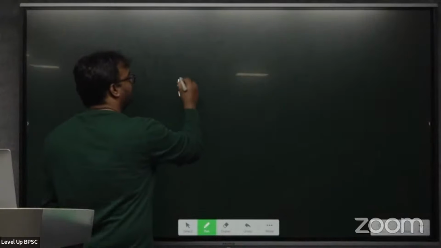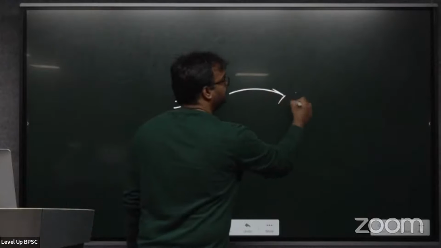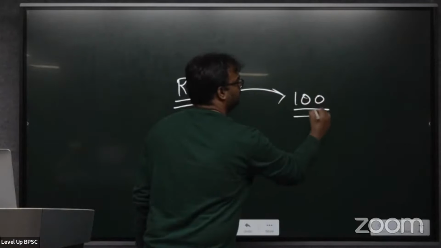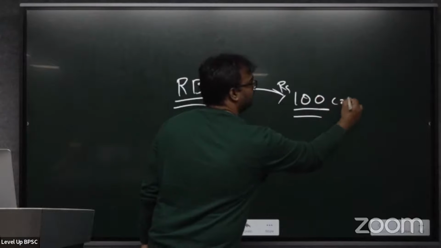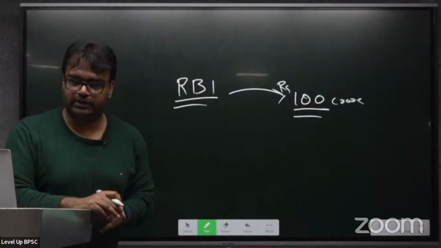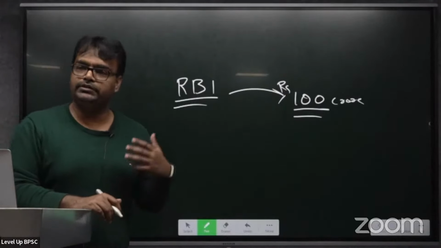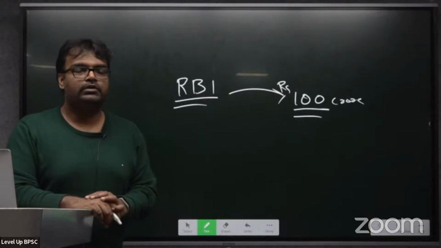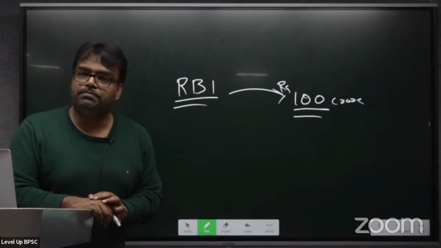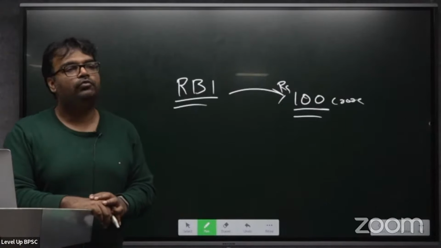Let's say RBI prints rupees 100 crore. This is the base money using which the economy would run. This is M0. Now if RBI has released 100 crore rupees, the money supply in our economy, is it only 100 crore rupees? No, money supply would be a bit higher.